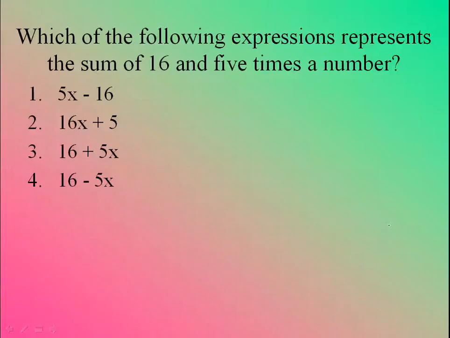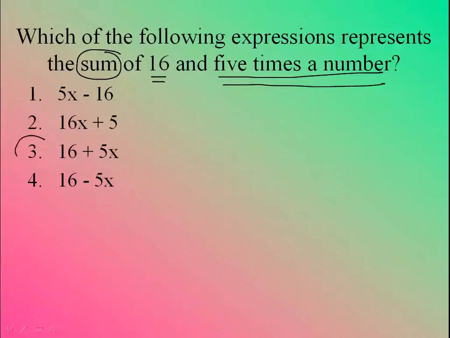So now we have a little multiple choice question. It says, which of the following expressions represents the sum of 16 and 5 times a number? So we look for keywords here, the sum. In other words, we're adding 16 and 5 times a number. The and indicates where the plus sign will go. These are the two things we're adding. We're adding 16 plus 5 times a number. That would be number 3. 16 plus 5 times a number.